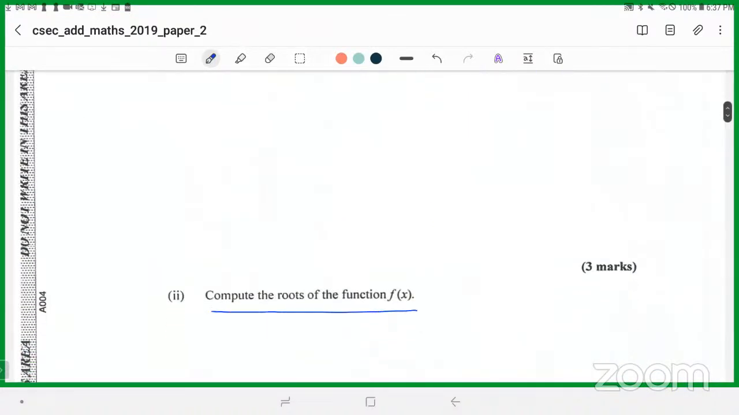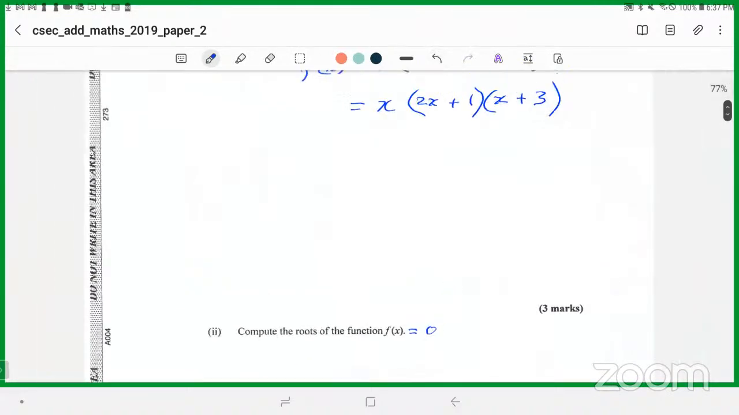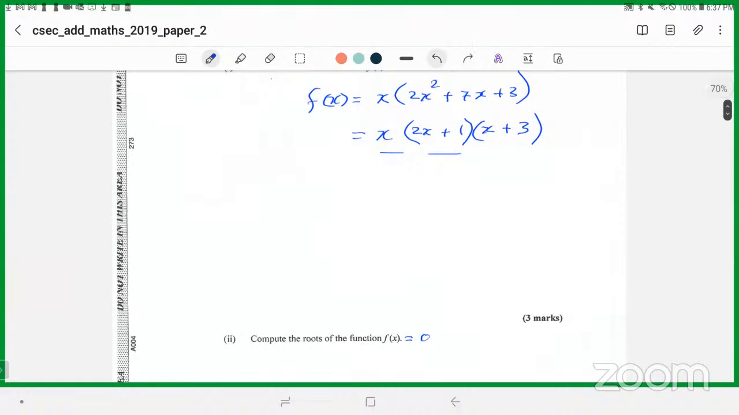Then I say compute the roots of the function. I think they really want to put this equals 0. So if these are our factors, then the roots are obtained when you put it equals 0. So to put it equals 0 down here, put the function equals 0 to get the roots.